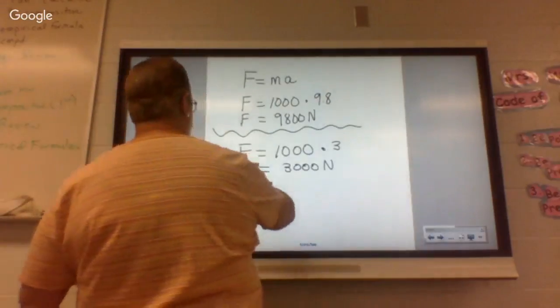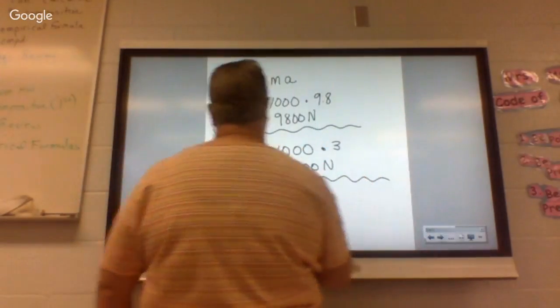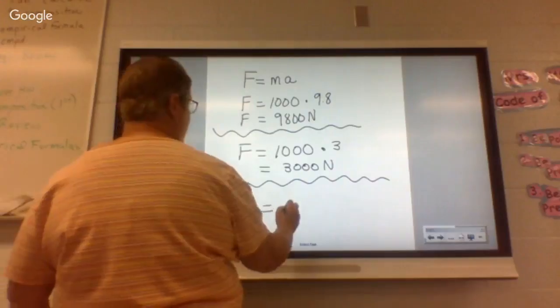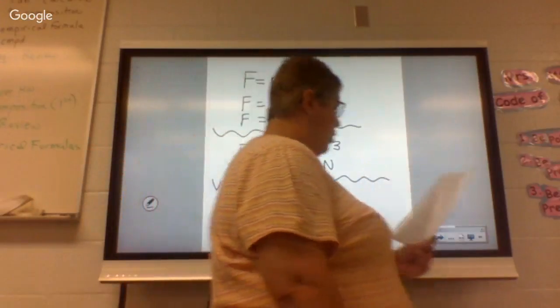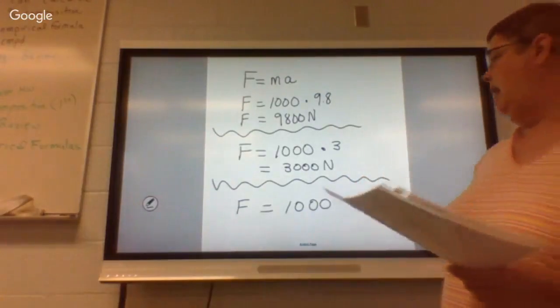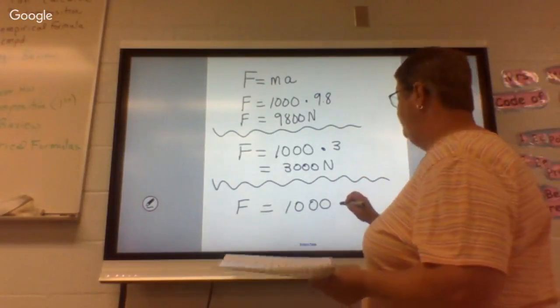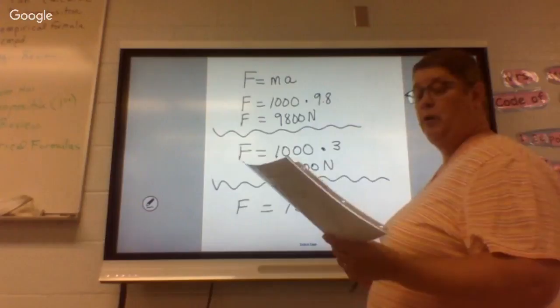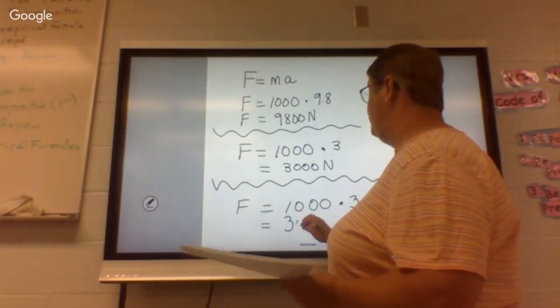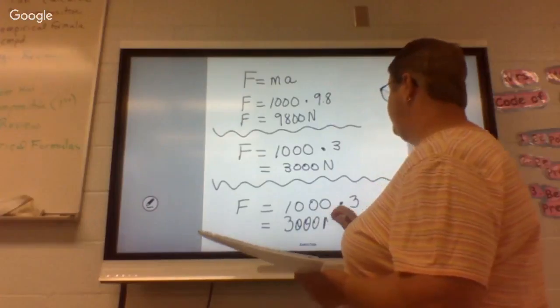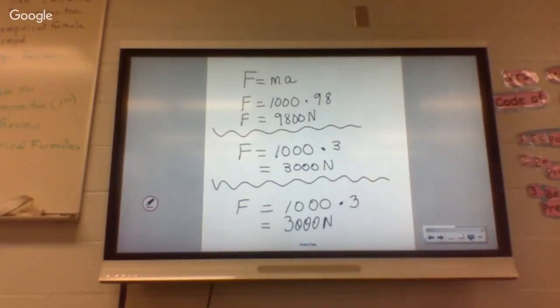Same thing in C. Your elevator is still 1,000, but this time, instead of going up, we're going down. At what rate? It still says 3. So you're getting 3,000 newtons. Questions?